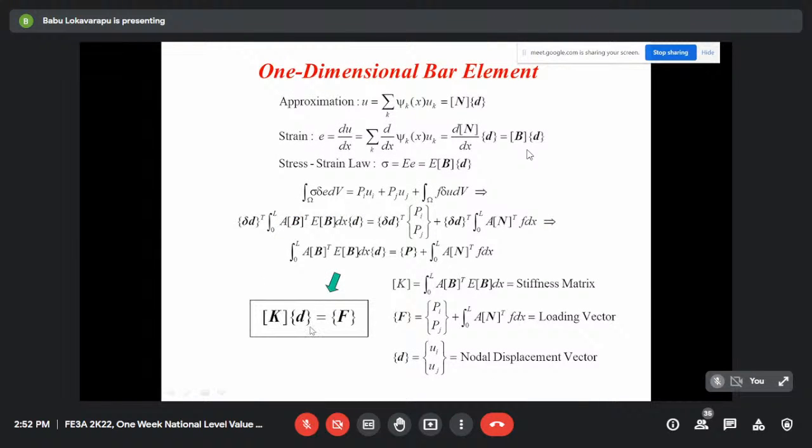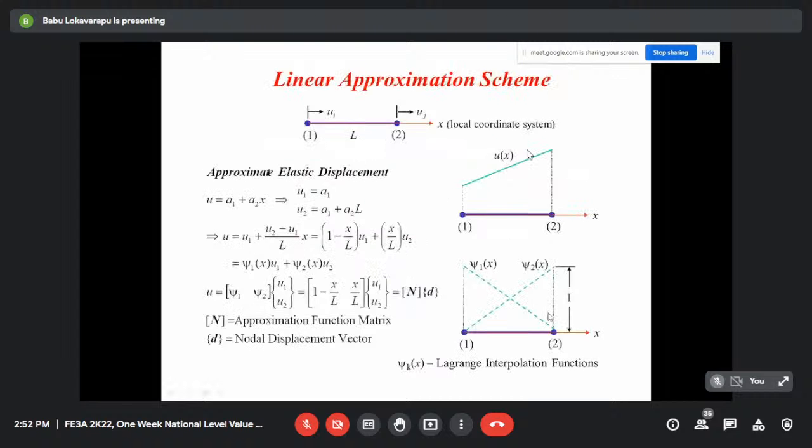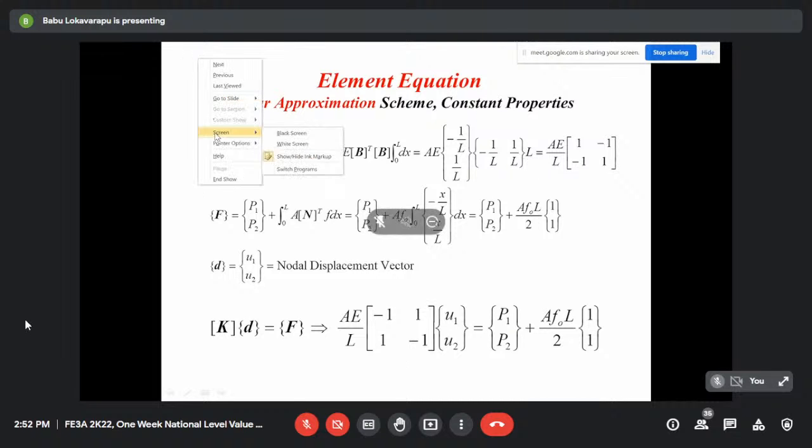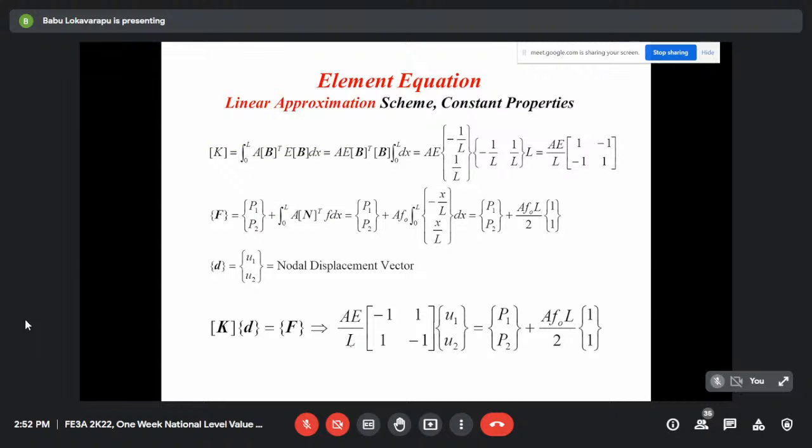This is a basic equation. I would like to explain this for whatever element it may be. One thing is procedure: the basic procedure is the same. The only thing that is going to differ is the stiffness matrix, with entries 1, -1, -1, 1. This is going to differ.